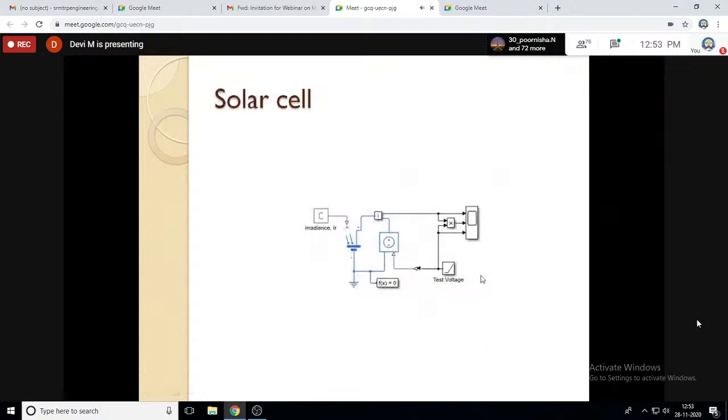Here I have used a single solar cell. If you connect cells in series and parallel, you can create your solar module. I have used only one solar cell. The value of irradiation can move from 0 to 1000, which is the irradiation level you can work with.